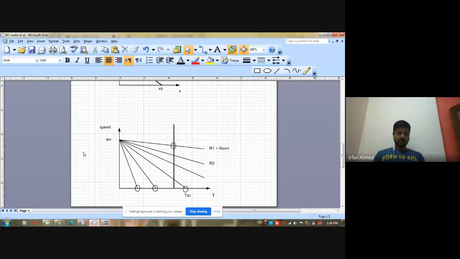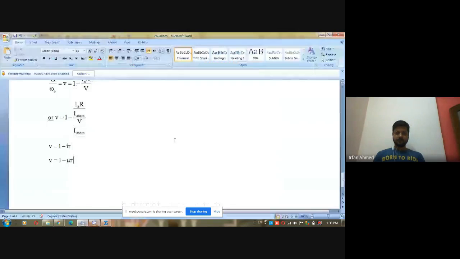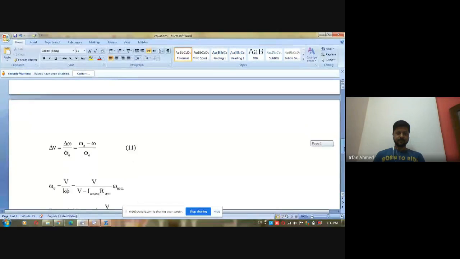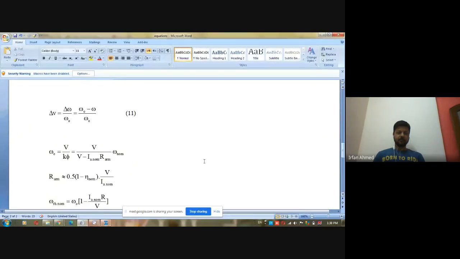And we had also seen how to find the value of omega 0. Correct? This was the equation. If you remember, omega 0 is equal to V upon K phi. That can be written as V upon V minus IA nominal R armature multiplied by omega nominal. So this was the no load speed.